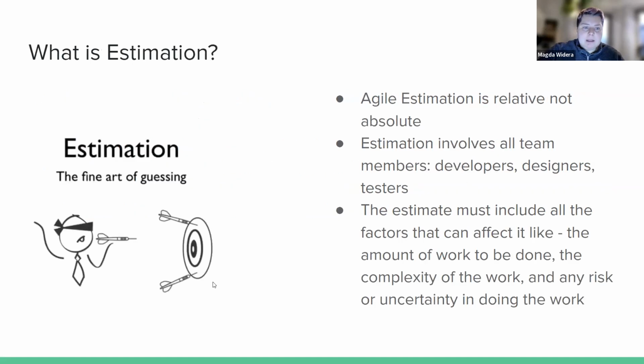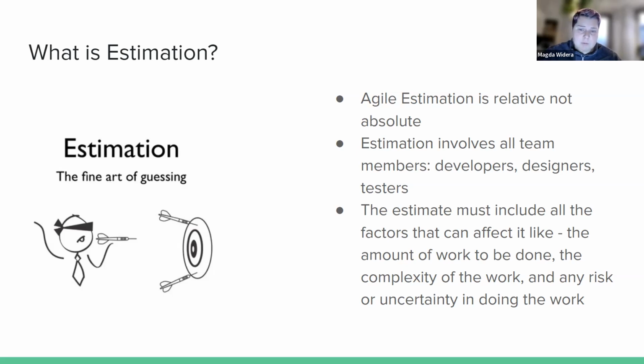Okay. So what is estimation? And we've got a graphic because it is really the fine art of guessing. The agile estimation that we are working with is relative and it's not absolute. And I'll show you in a moment what's the difference between the two. The estimation, which is very important, involves the whole team. It's developers, designers, and testers, QAs, and a product owner, a product manager in different organizations. And like I said, the whole team discusses each ticket.